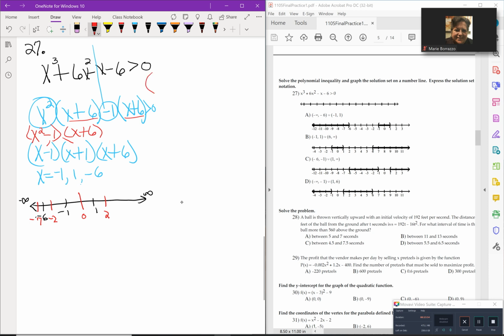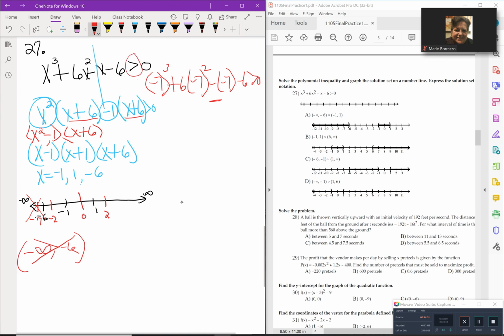So if I start with negative 7 cubed plus 6 times negative 7 squared minus negative 7 minus 6, is that greater than 0? And your resounding answer should be no. This obviously results in a negative answer. So no to this interval. This interval from negative infinity to negative 6 is not an interval that we want to use. And remember, these are not inclusive because there is no equal to sign.